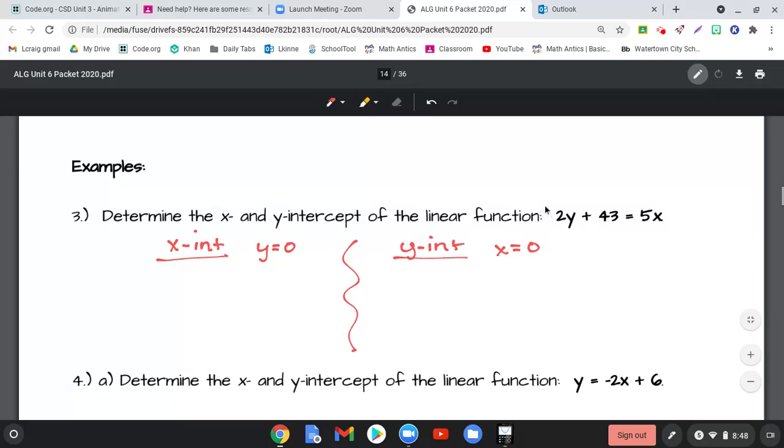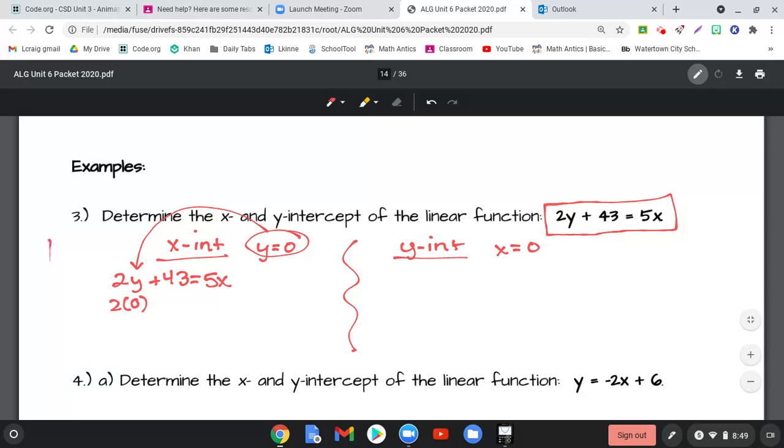So let's look at our equation. 2y plus 43 equals 5x. If I want to figure out the x-intercept where it crosses the x-axis, I'm going to plug 0 in for my y value. So I'm going to take this 0 and plug it in here.